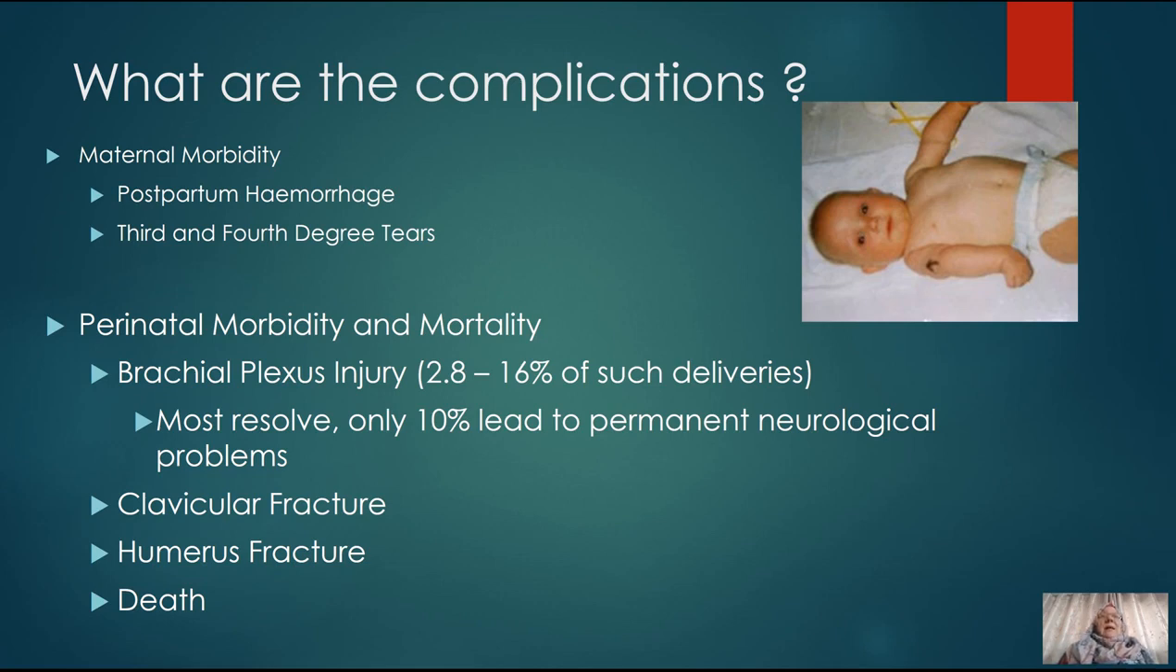But you can see here that the right arm of the baby shows Erb's palsy, which is due to brachial plexus injury, and you can see that the baby will not be able to move that arm, whereas the left arm is moved around normally for this baby. Other complications are clavicular fracture, humerus fracture, and also death.